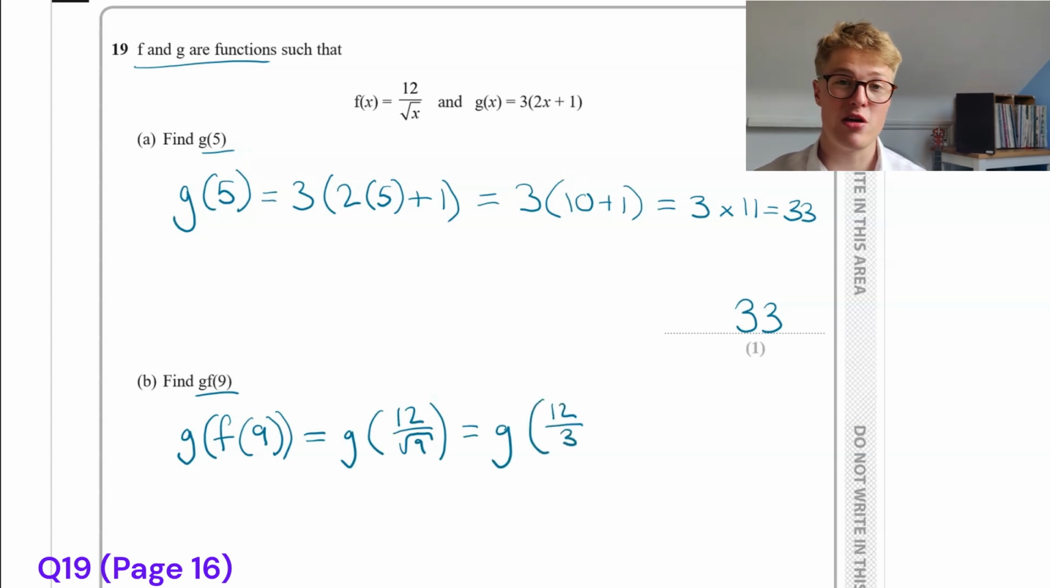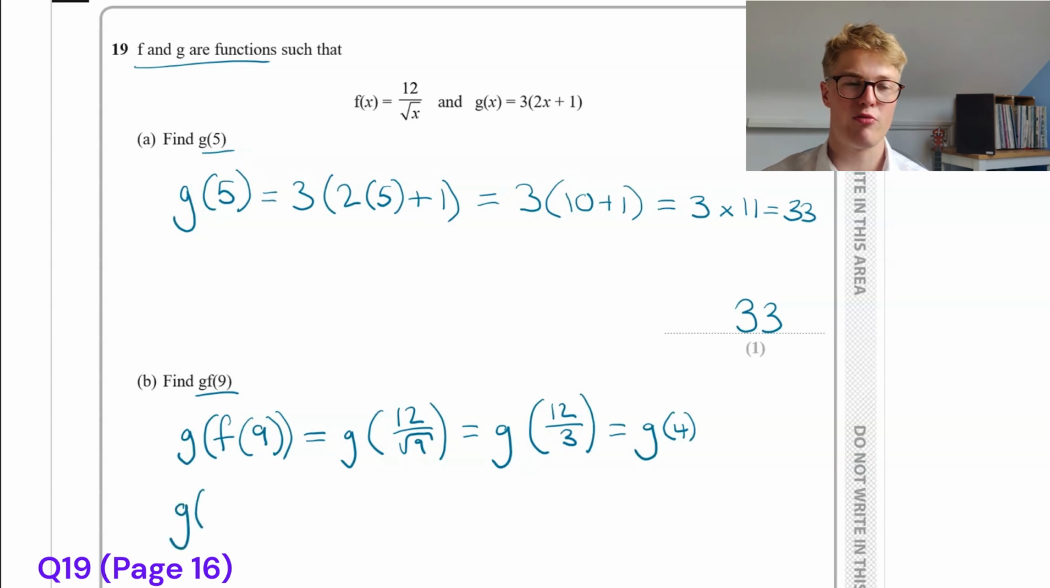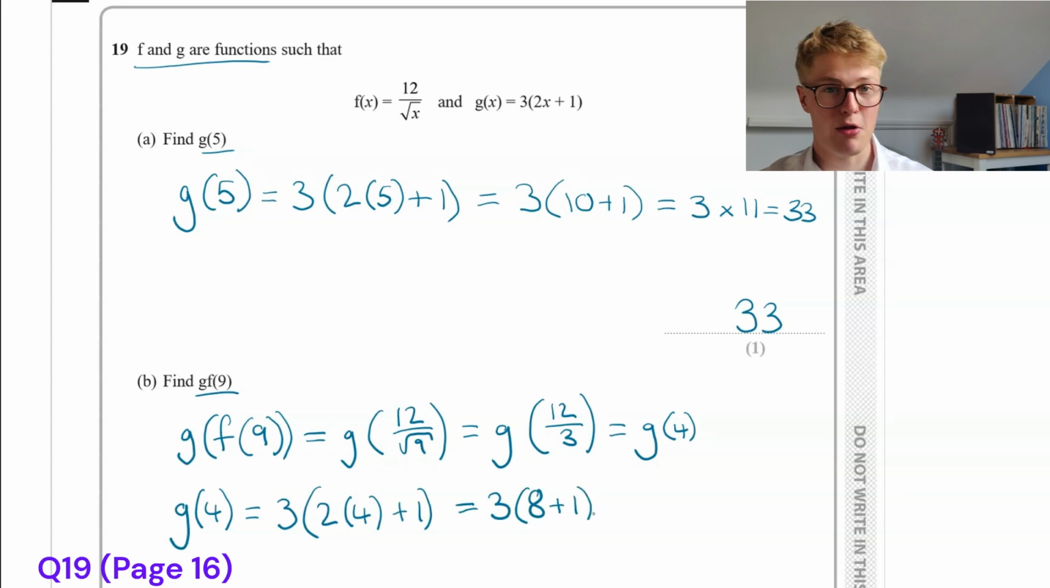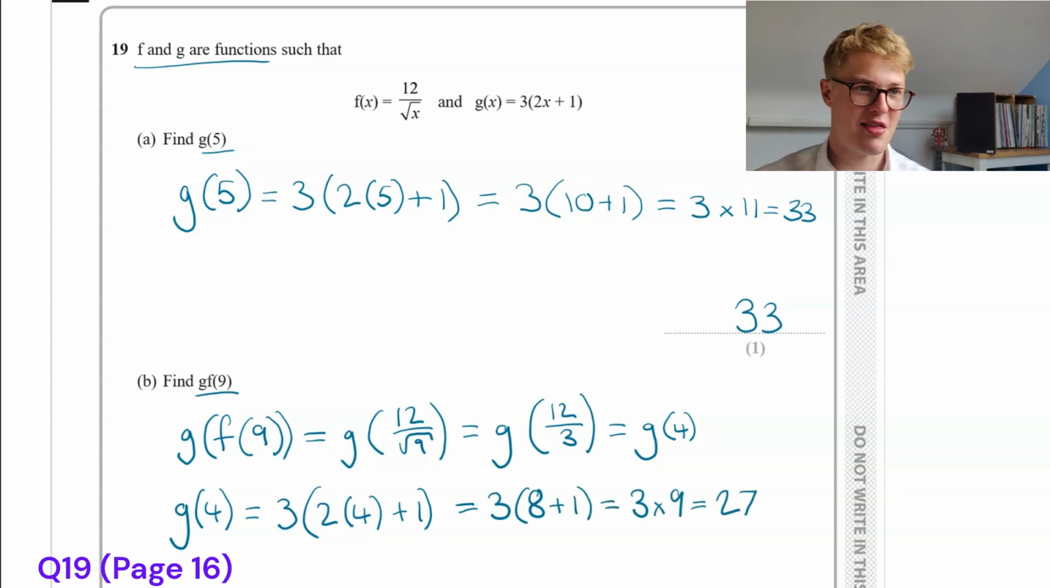This is going to be the same as g of 12 over 3, which is the same as g of 4. G of 4 is going to be 3 times 2 times 4 plus 1, and therefore that's going to be 3 times 8 plus 1, which is 3 times 9, which is 27.